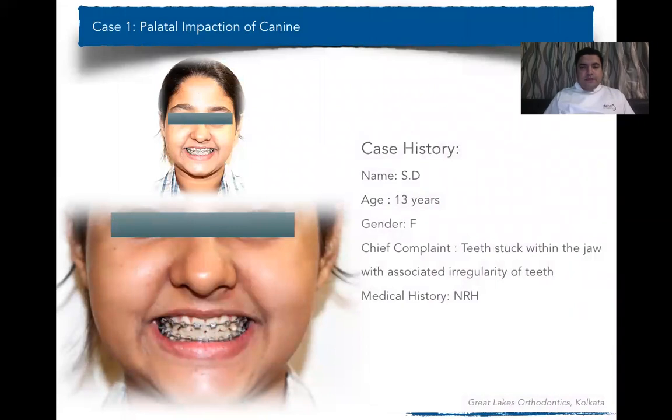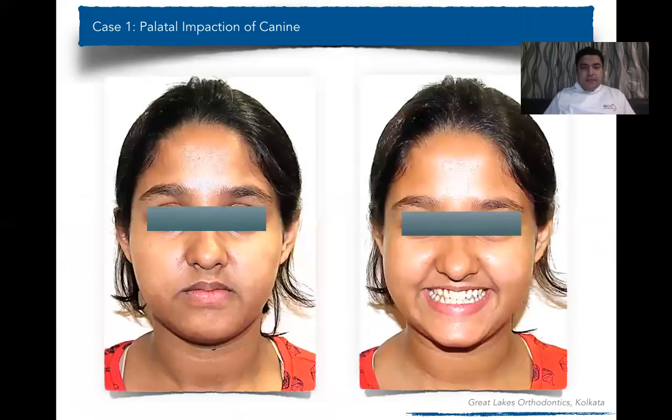So this is a patient of 13 years of age. She comes with a missing upper left canine. Now she complains of tooth getting stuck within the jaw and with associated irregularity of the front teeth. She did not have any form of medical history. Now since it's a regular orthodontic case, we went ahead with the extraoral photograph.